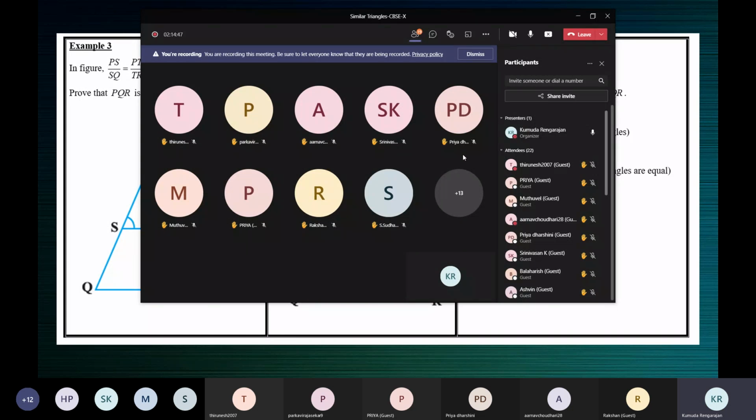All right, children, that's it for today's session. Please go through the last one, that trapezium proof, to prove that the diagonals of a trapezium divide each other proportionally. It's a simple one, but you should know how to identify the triangles. Please try it for yourself. We'll do it again in the class on Friday.